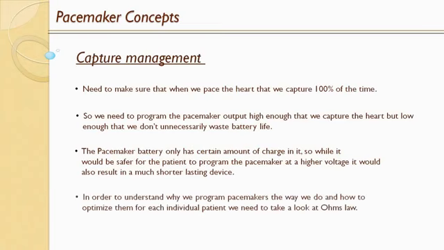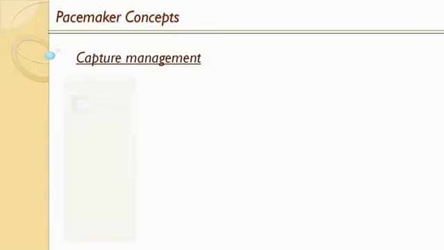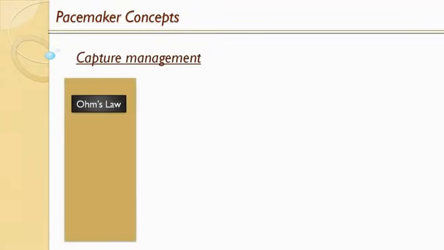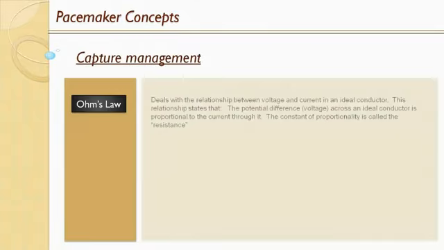In order to understand why we program pacemakers the way we do and how to optimize them for each individual patient, we need to take a look at Ohm's law. If you do a quick search on the internet for Ohm's law, you would find that Ohm's law deals with the relationship between voltage and current in an ideal conductor. This relationship states that the potential difference, voltage, across an ideal conductor is proportional to the current through it. The constant of proportionality is called resistance.